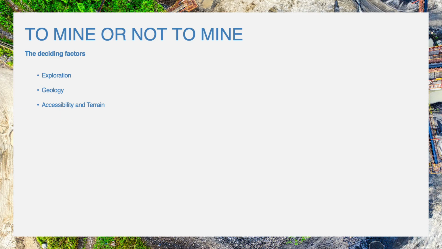Accessibility and terrain. Accessibility means how easy it is to reach the site, whilst the terrain means the shape and difficulty of the land. Mining is easier if there are roads, railways, ports, electricity, and water nearby, and mining is harder and more expensive in remote mountains, deserts, forests, and areas with steep slopes.